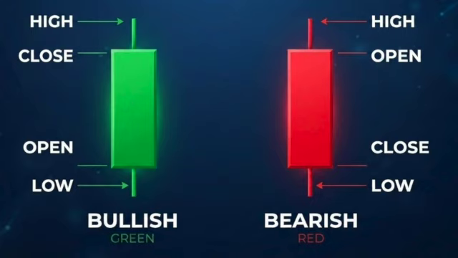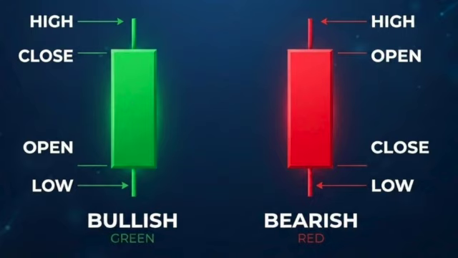Let's look at the solid rectangular part first. This is called the body. The lines sticking out of the top and bottom? Those are the wicks, sometimes called shadows. Think of a green candle as a story of celebration. It means the price went up. Because the price grew, the open is always at the absolute bottom of the solid body, and the close is at the absolute top. Now look at a red candle.